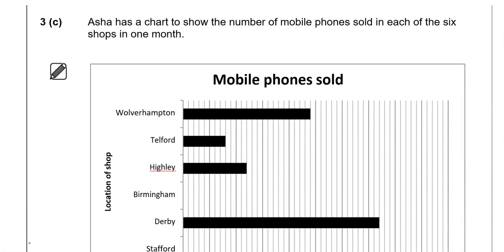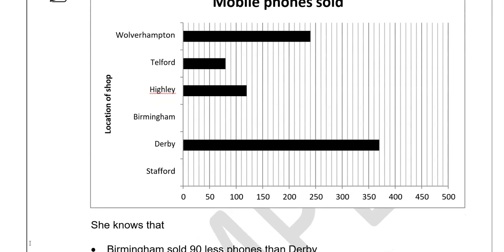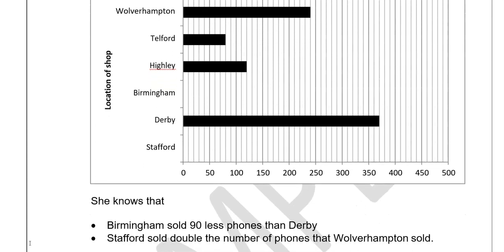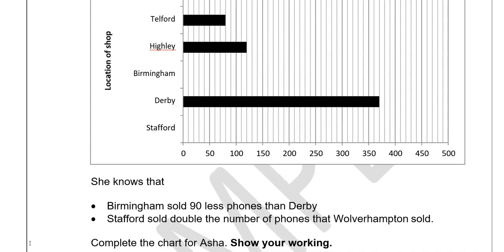Asha has a chart to show the number of mobile phones sold in each of the 6 shops in 1 month. She knows that Birmingham sold 90 less phones than Derby. So Stafford sold double the number of phones that Wolverhampton sold. Complete the chart for Asha, show your working.